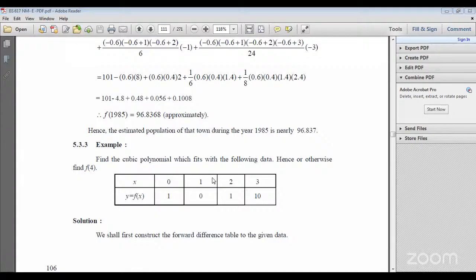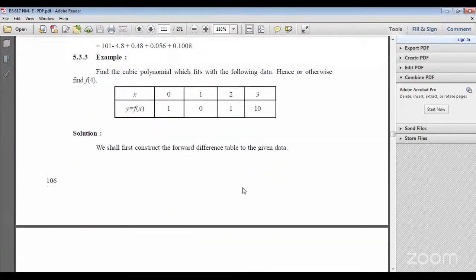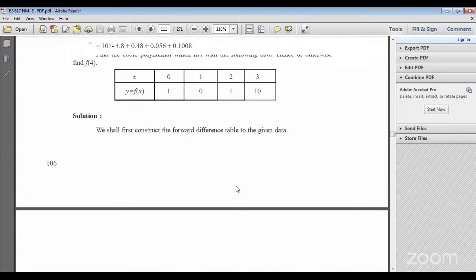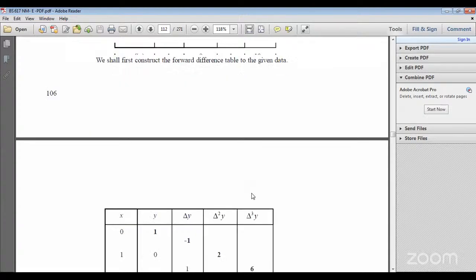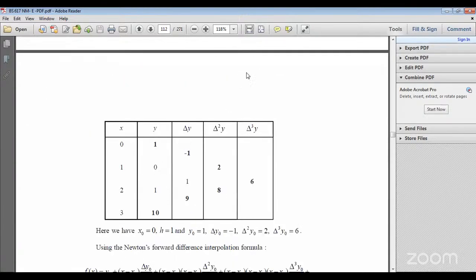Find the cubic polynomial which fits the following data, hence or otherwise find f for 0, 1, 0, 1, 1, 0, 2, 1, 3, 10. We first construct the forward difference table for the given data. 0, 1, 2, 3, 1, 0, 1, 10. So 0 minus 1, 0 minus 1, minus 1, 1, 0, 1, 10 minus 1. 1 plus 1 this is 2, 9 plus 1, 8. 8 minus 2, 6. So we are taking the values in the table here.